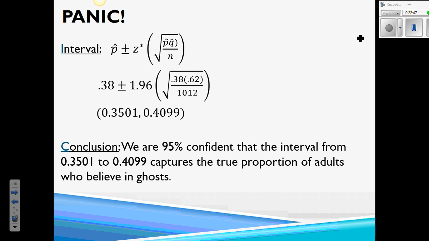So now here it is. You can write it down. We are 95% confident that the interval from 0.3501 to 0.4099 captures the true proportion of adults. You can say of U.S. adults. I think it was U.S. adults, correct? That's fine, either or. Who believe in ghosts? So we're about 95% confident that that P that we don't know is between basically 35% and 41%.